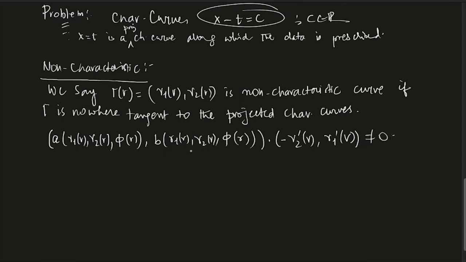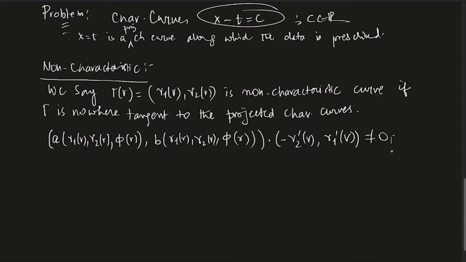Is this clear? See, what is this? This is a normal, right? So this is basically saying that the projected characteristics are given by x prime, y prime, where x prime is A, y prime is B. So it is saying that the data curve is a non-characteristic curve if it is nowhere tangent, it cannot be tangent at any point, to the projected characteristic curve. So that is the relation. This dot minus gamma 2 prime, gamma 1 prime has to be non-zero.